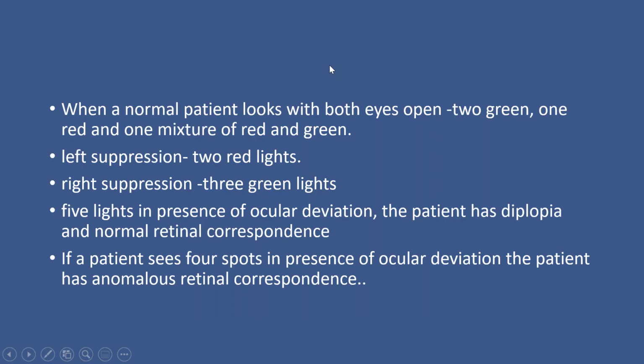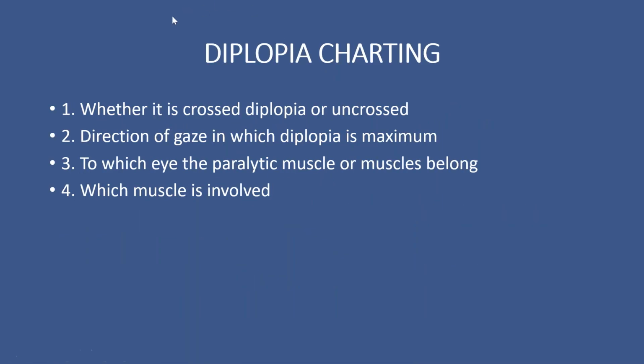Perfect. Then we'll go to the last part, which is diplopia charting. By diplopia charting, what you should figure out when you have made a chart is whether the diplopia is crossed or uncrossed. What is the direction of gaze where the diplopia is maximum? To which eye does the paretic muscle belong? And which muscle of that eye is involved? So these are the four interpretations we must have by the end of our diplopia chart.